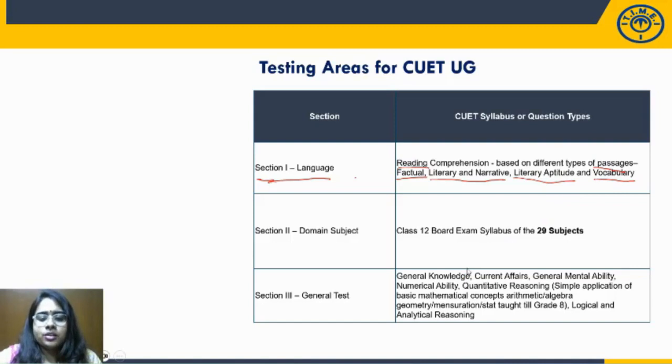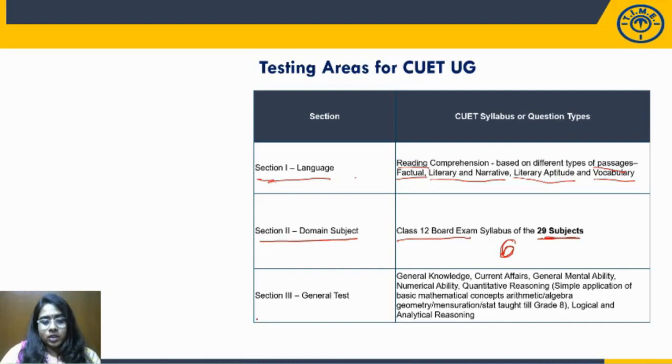Now if you look at the second section, you will be tested on the domain subject. These will all be based on the class 12 board exam syllabus that you have already been studying for, and like I mentioned before, you have 29 subjects, out of which you can select up to 6 subjects, and you can appear for 6 subjects at the max at this particular section.